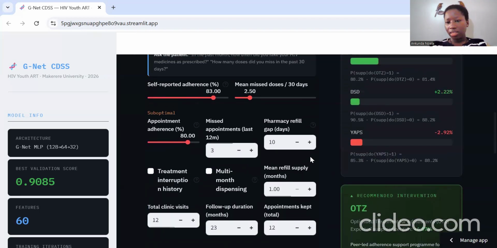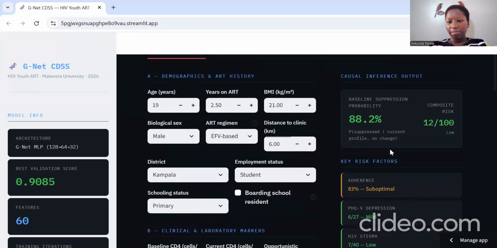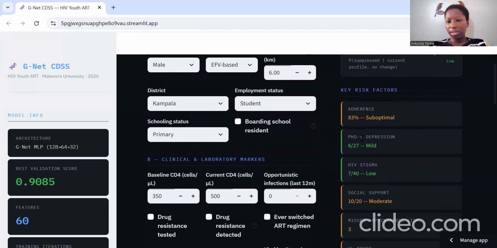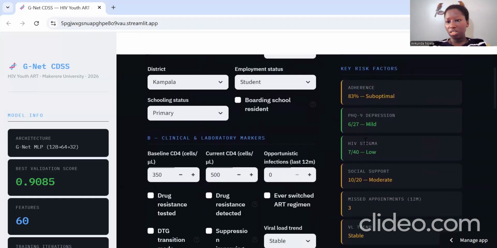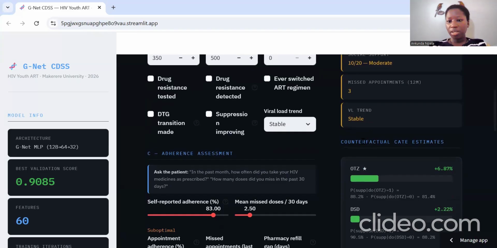And now that's basically the output. It says if nothing changed, the adherence is actually already good enough for this patient, 82.2%, and the risk is 12 over 100, which is slightly low. These are basically what we adjusted: the adherence is 83, the depression was 6 over 27, that's mild, HIV stigma 7 over 40, the social support was 15 over 20 at moderate, and the missed doses were 3, stable.